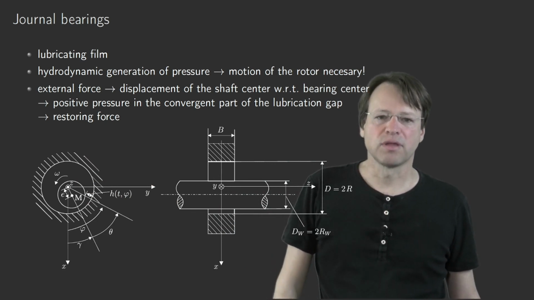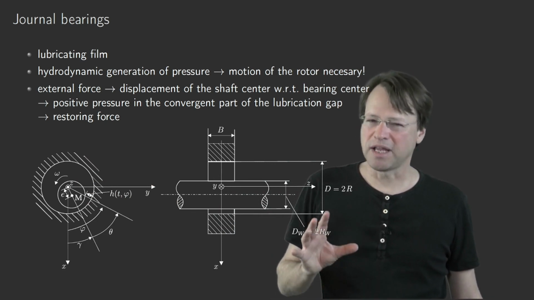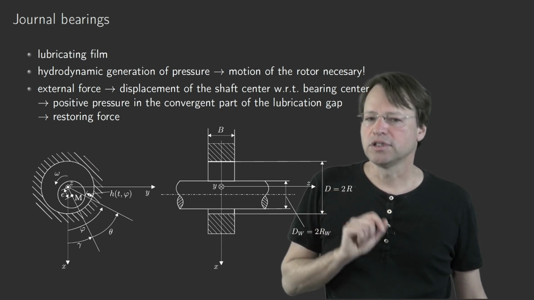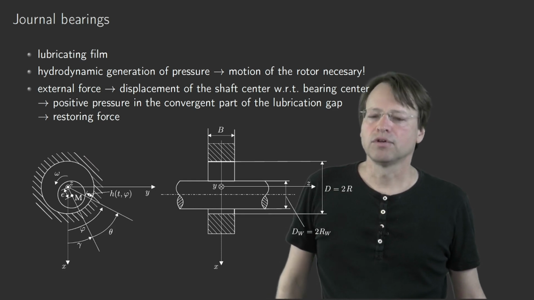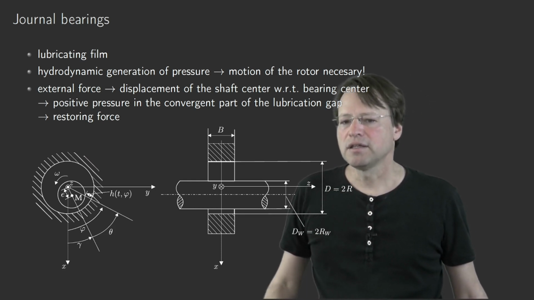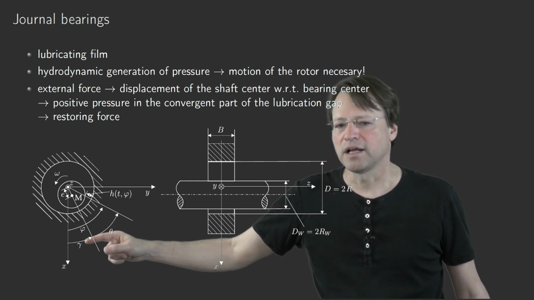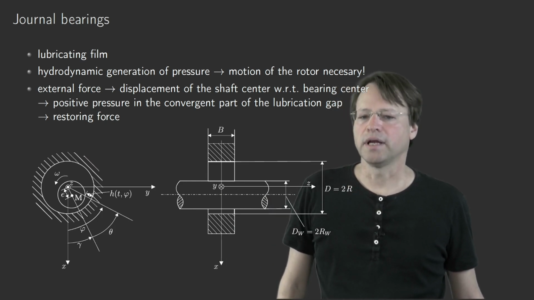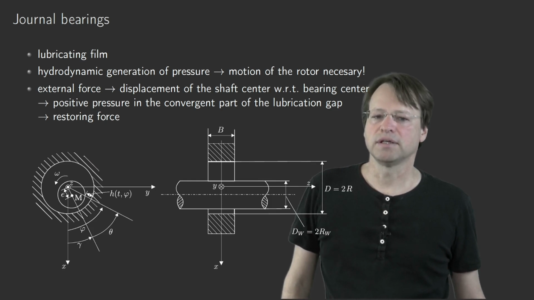For those that watch the videos in Machine Dynamics, I just make the remark that this has nothing to do with the eccentricity you had for the Jeffcott rotor. And then there is an angular coordinate, it's angle gamma here. Okay, so these are the parameters that we are dealing with.